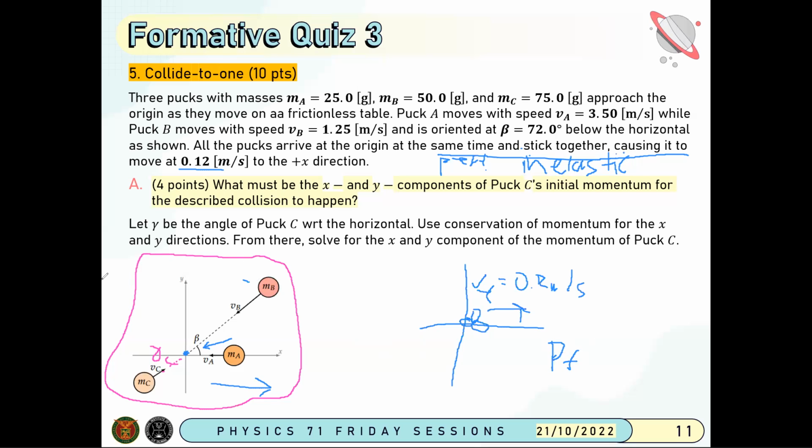But here, sa initial state, dito nyo i-define yung P_I, initial momentum of each box or of the system. Okay. So ngayon, ang tinatanong, ano yung X and Y components ng initial momentum ni C? So kailangan meron kang P_1C, P_1B, and then P_1A. Okay. So dyan nyo siya i-define. Dito naman, meron ka lang isang final momentum.